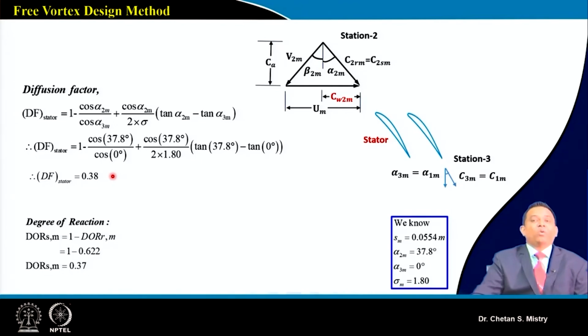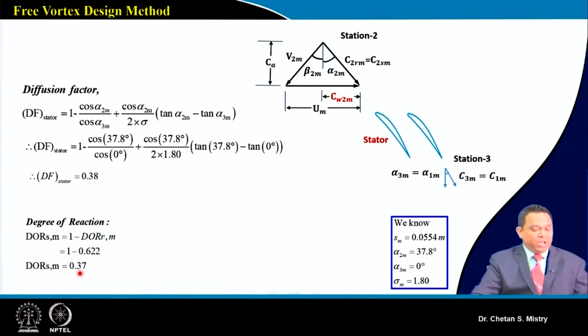Now the next parameter of our interest is the degree of reaction. For a stage, the maximum possible degree of reaction is 100%. That's the reason we consider the degree of reaction for the stator to be equal to 1 minus the degree of reaction of my rotor at the mid station. We have calculated the degree of reaction for the rotor at the mid station as 0.622. That gives my degree of reaction for the stator at the mid station to be 0.37.